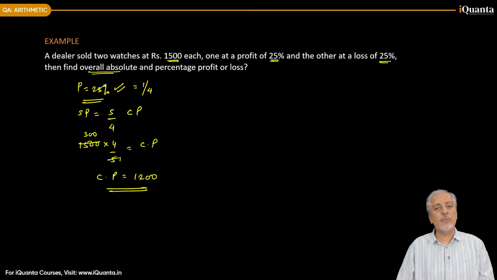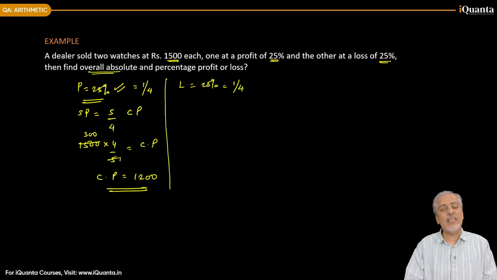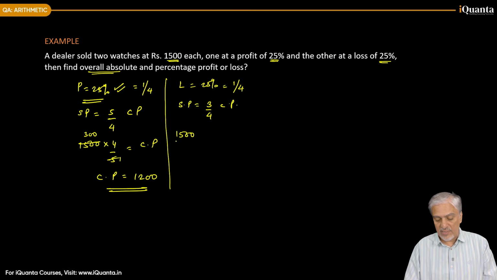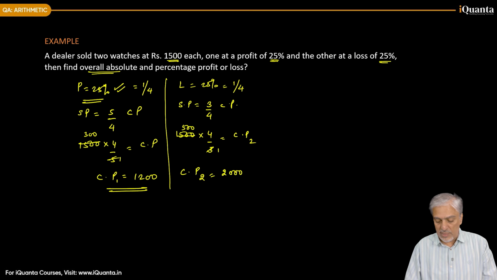Now, how do I find the cost price of the second watch? Same method. Here they have told us loss. So the loss is 25%, which is 1 by 4. So I could write the selling price is 75% of the cost price, or I can write that the selling price is 3 by 4 of the cost price, right? Now, selling price is still the same, 1500. So I'll get 1500 into 4 upon 3 as the cost price of the second watch. 3 ones are 3, 500s are. And my second cost price becomes 2000 rupees.